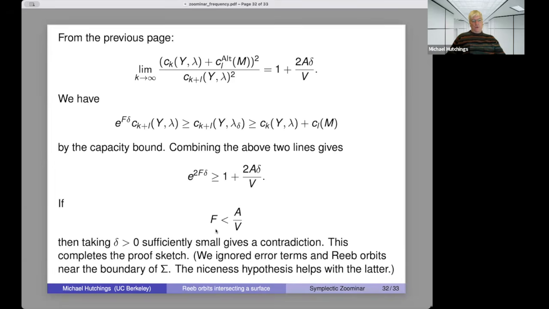So if f is too small, if f is less than A over V, well, I can take delta to be any positive number I want. So I just take delta to be very small, and then you'll get a contradiction to this inequality. So f cannot be less than A over V. So that means that if the frequency of every Reeb orbit is less than or equal to f, then f has to be at least A over V. And that exactly means that the supremum of the frequency is at least A over V, and that's what the theorem says. So that's QED for my sketch.